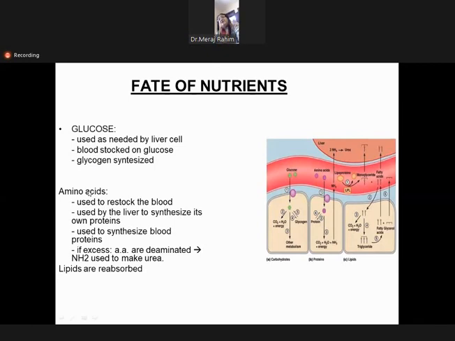And if it's amino acids, those amino acids can be used by the liver to synthesize many enzymes, hormones, etc. And they also form carrier proteins. And if they are excess amino acids, they get deaminated and they make urea, so it gets excreted out. So the nutrients which we take get absorbed, go into the blood, and are utilized, and if they are not used, they are excreted back.